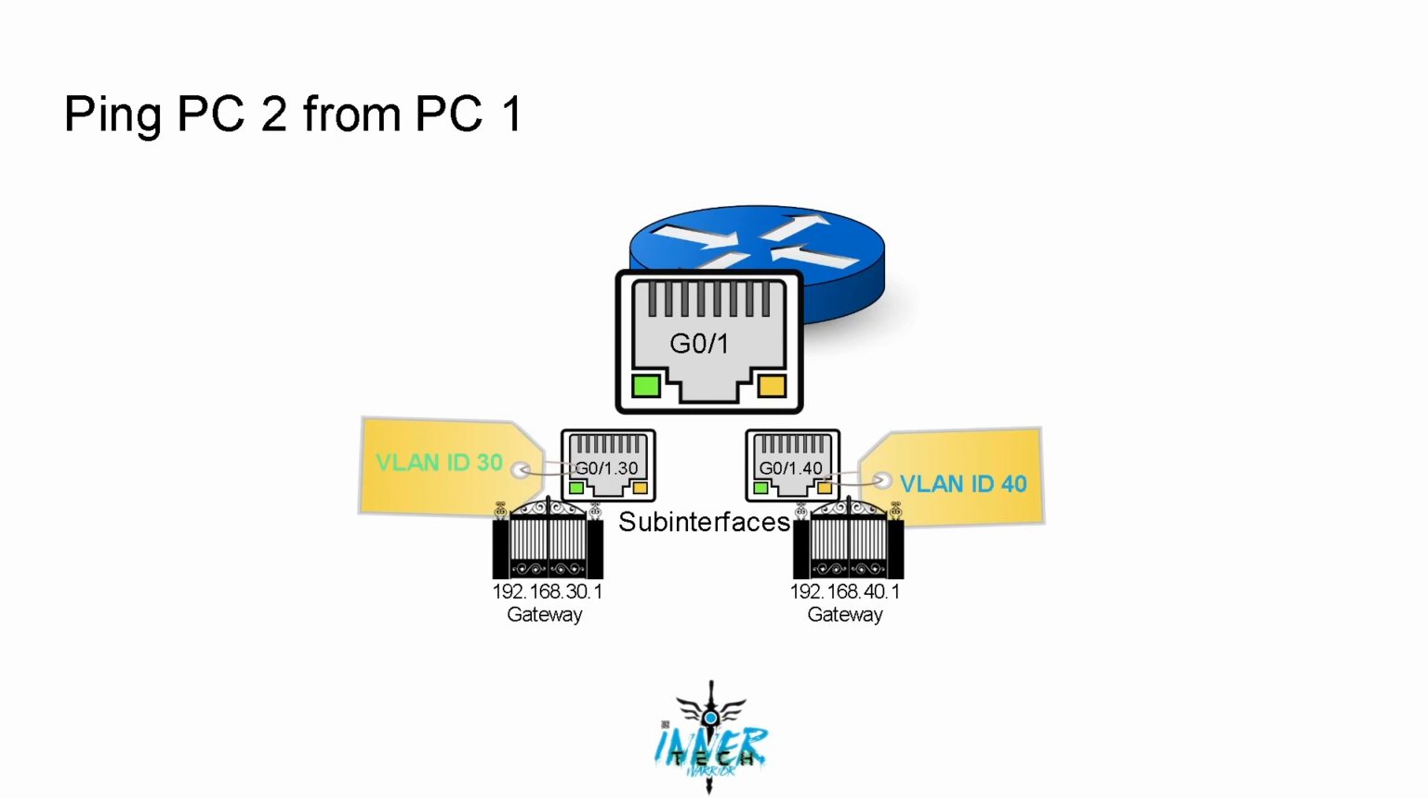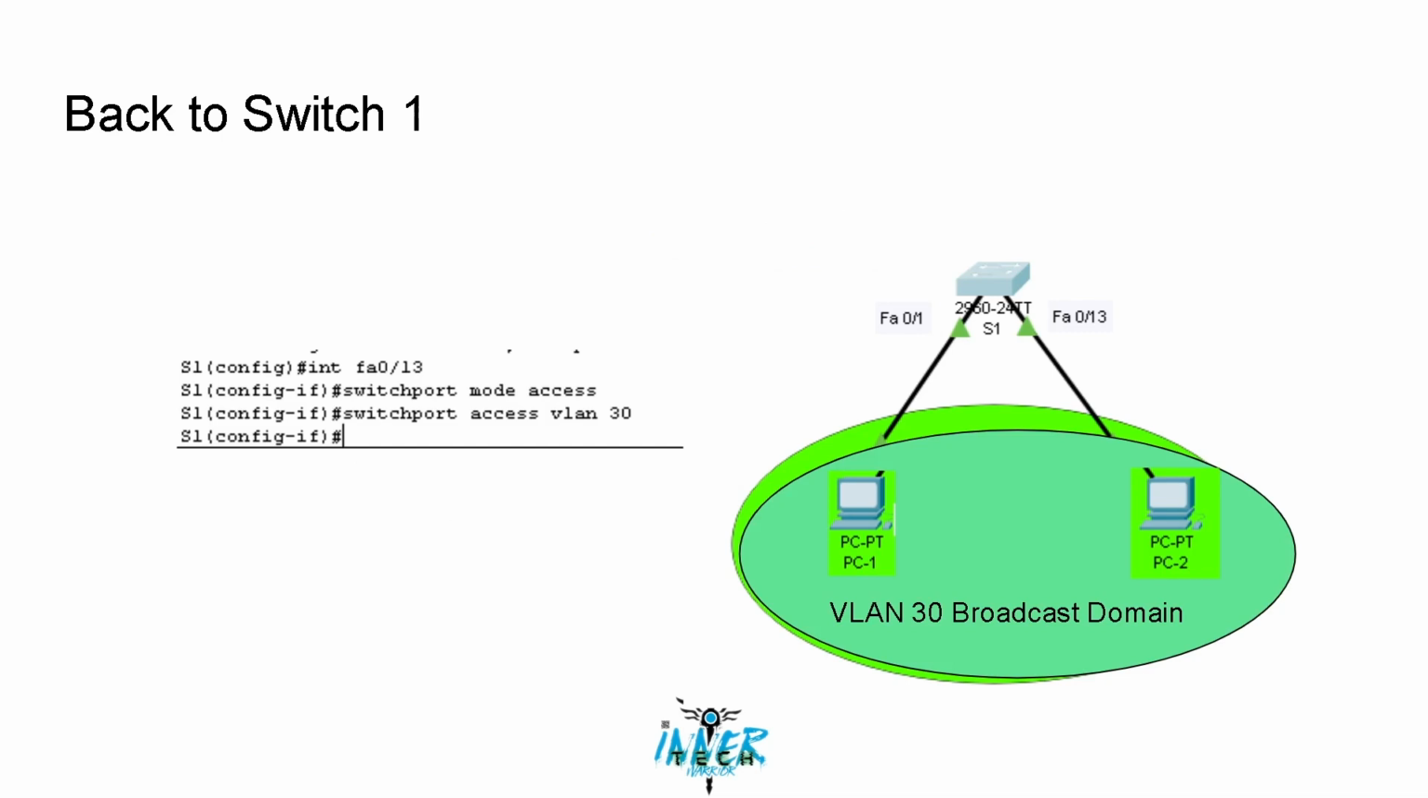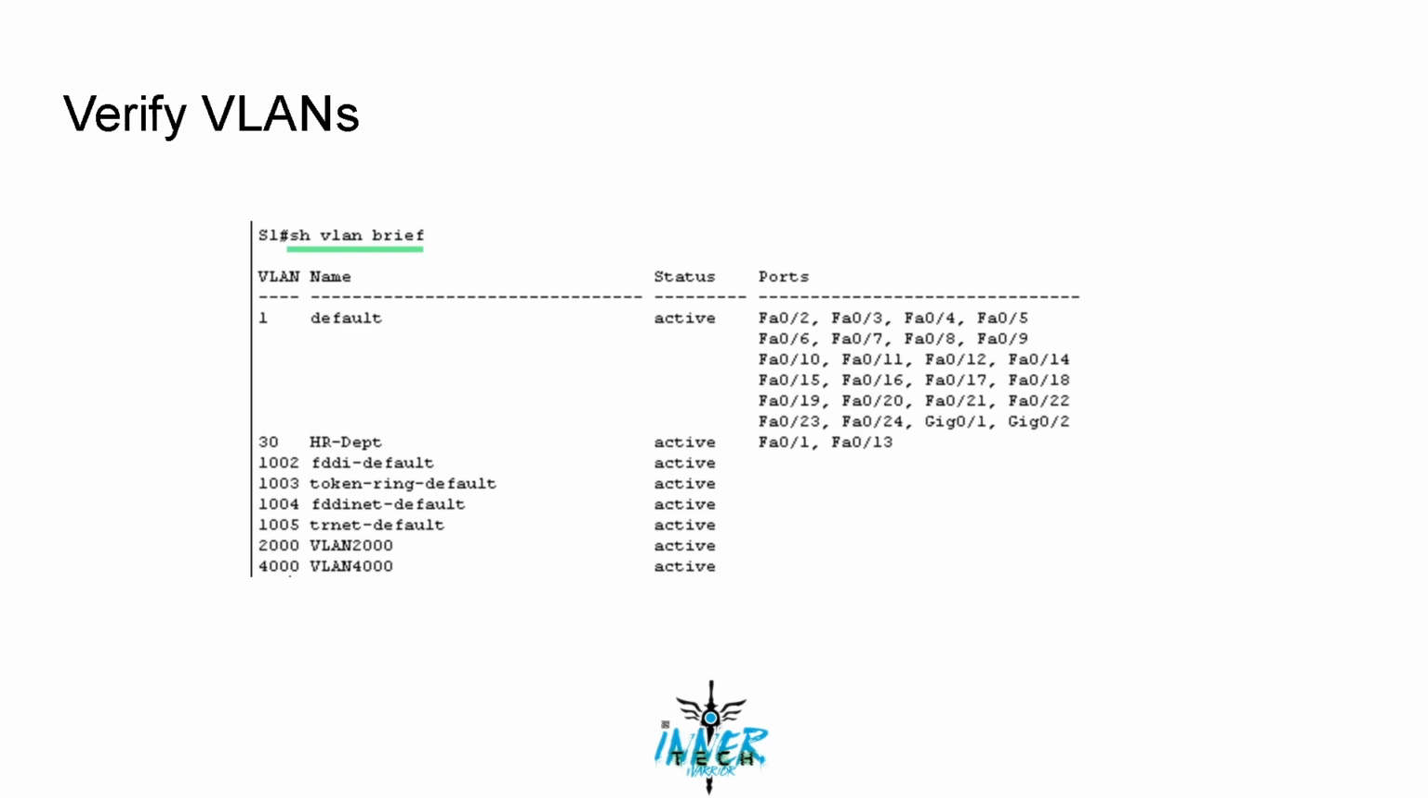In order for VLANs to talk to one another, we need a router, just like if the PCs were in two different IP networks. Now, we'll attach VLAN 30 to FastEthernet 0/13 for the switch port PC 2 is connected to. That way, PC 1 and PC 2 will be able to communicate with one another. So we use the commands interface FastEthernet 0/13, switchport mode access, switchport access VLAN 30.